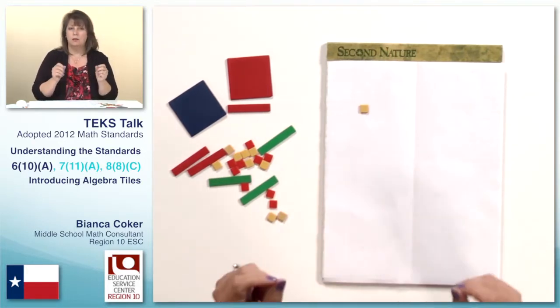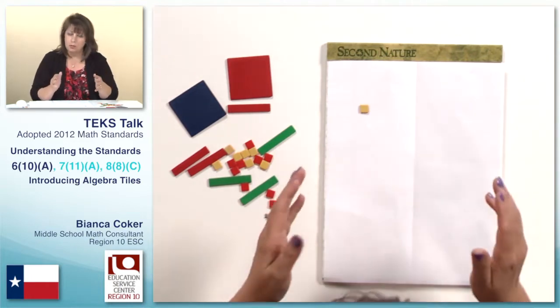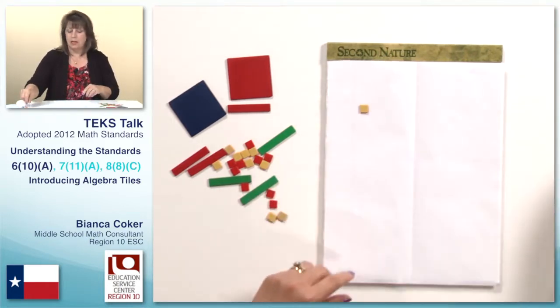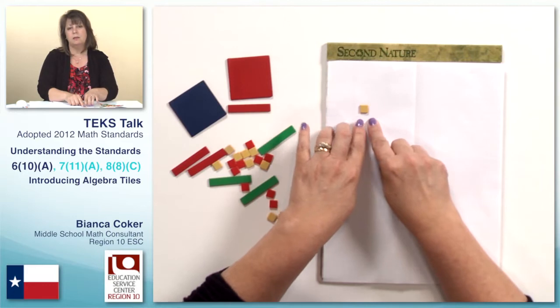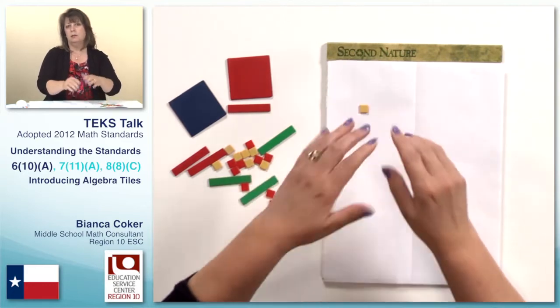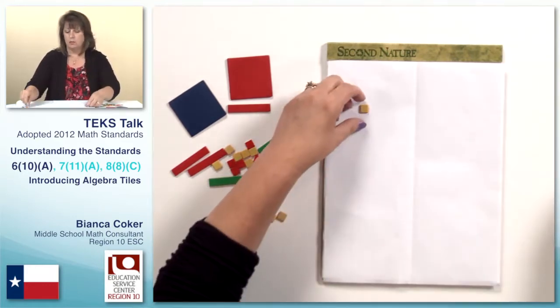And actually have them get out rulers. Again, we want them to touch the rulers, and when they measure this, they're actually going to see that it's 1 centimeter by 1 centimeter. It's a square because each side is the equal length.